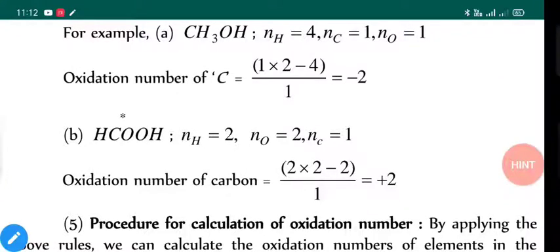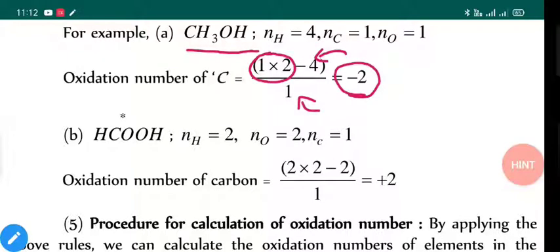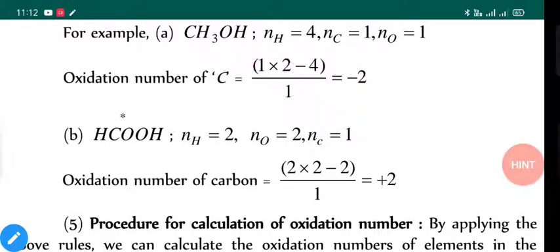We have CH3OH, which contains 1 carbon, 4 hydrogen and 1 oxygen. So the number of oxygen multiplied by 2, minus the number of hydrogen, and divided by the total number of carbon, which is 1 in this case. So that means you will get -2. So that means in CH3OH carbon carries a -2 charge.